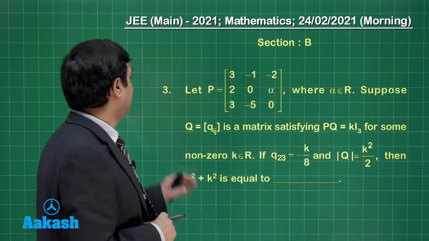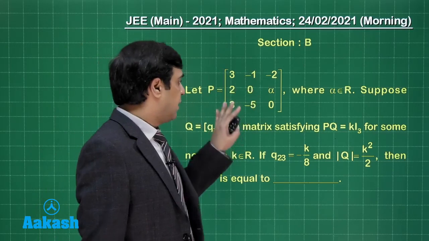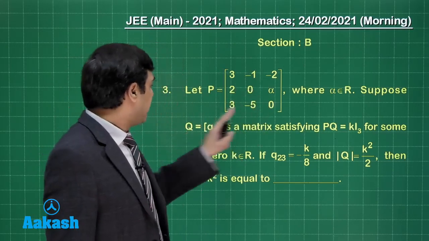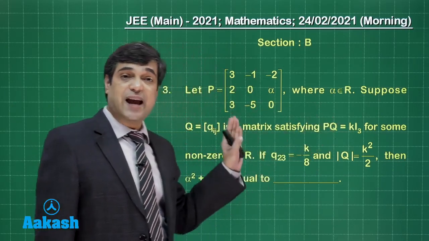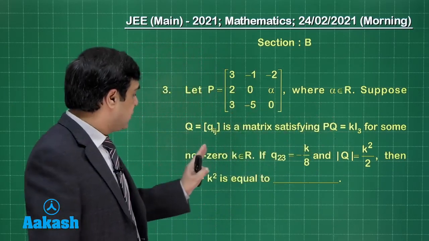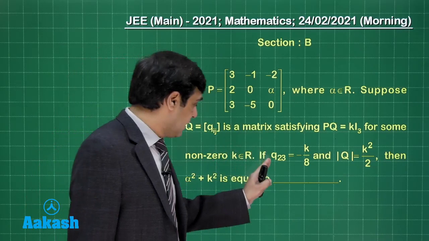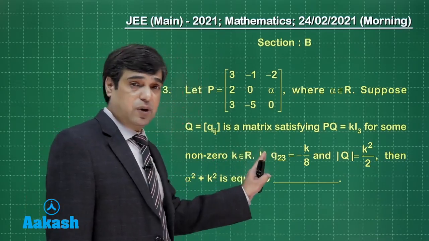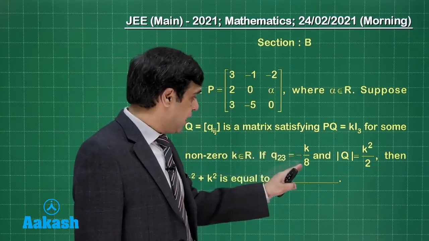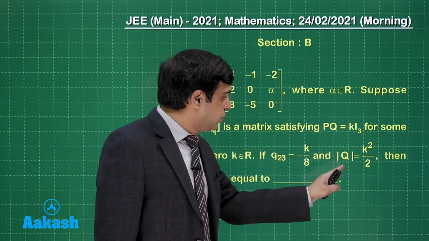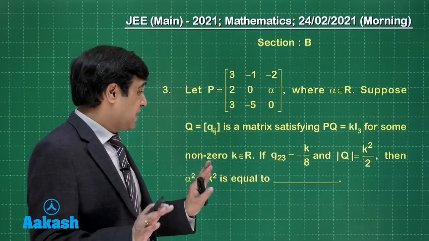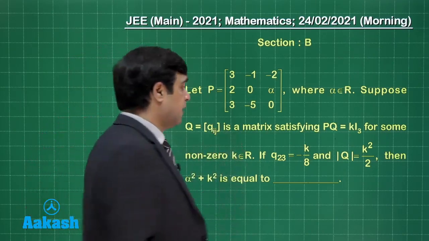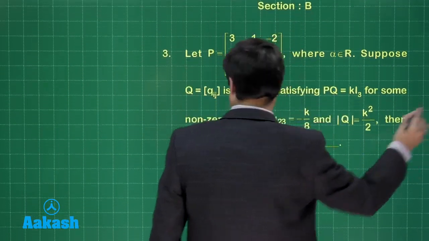Let's take up the next one. Let P, a matrix, be given. Suppose Q is a matrix satisfying PQ equals k times I3 for non-zero k from the set of real numbers. Q23, one particular element, is minus k by 8. Determinant of Q is k square by 2. Then alpha square plus k square. Lots of equations are there. Just plan for simplification.